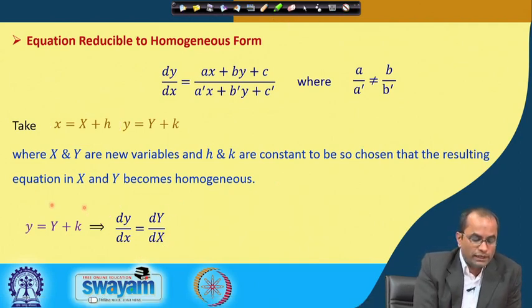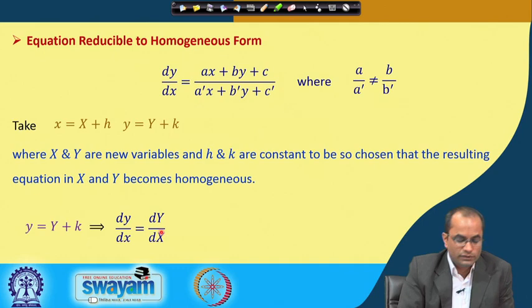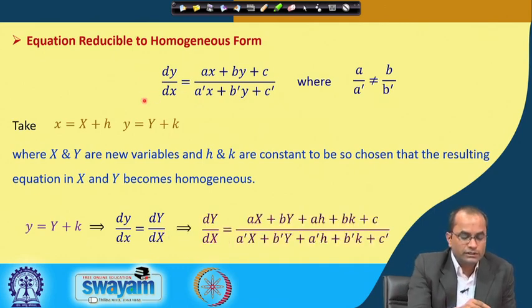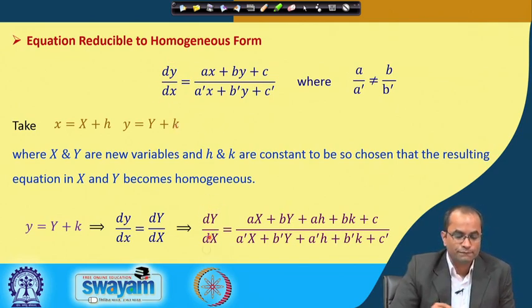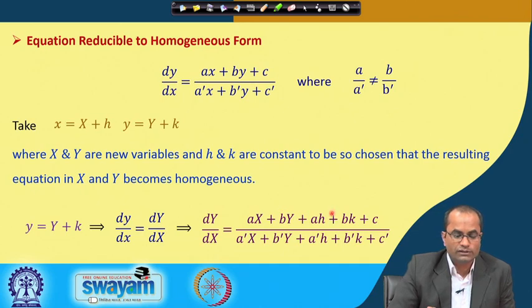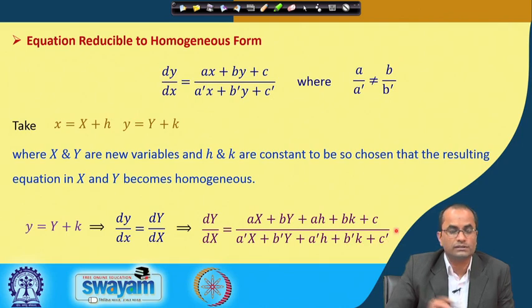So, now dy over dx is equal to dY over dX, and we can substitute in this equation. This dy over dx will be replaced by dY over dX, and then again we have to substitute x and y with X and Y. So, the new expression will be in terms of X and Y, but then we also have here a h plus b k plus c, and here a prime h plus b prime k plus c prime.